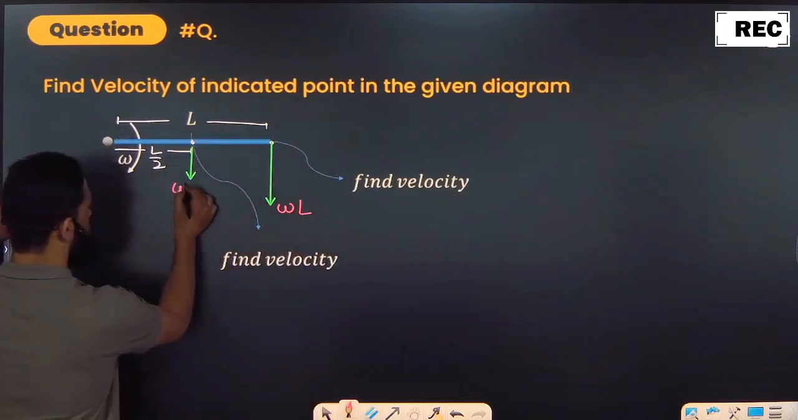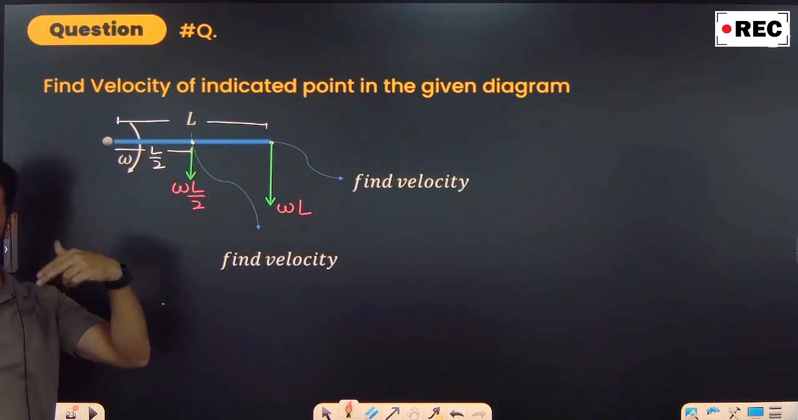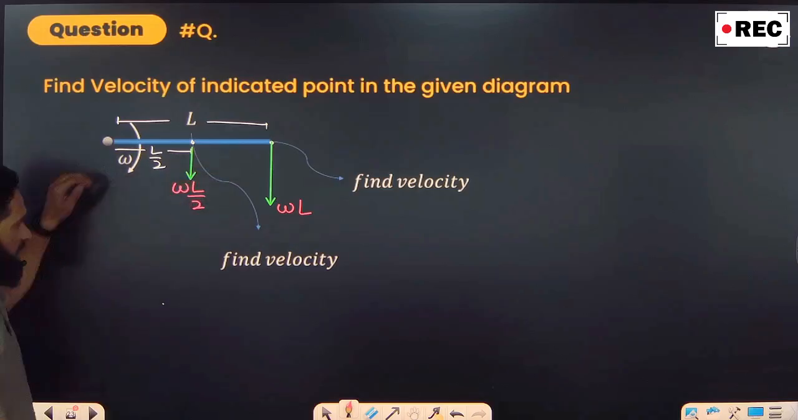Here it is omega into R. यहाँ पे R कितना है? L by 2. Which of them is having more speed? Last वाला point. Which of them is having more omega? Same omega. Omega is same. You can understand it this way.